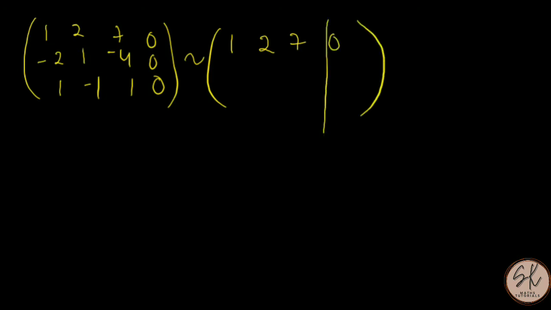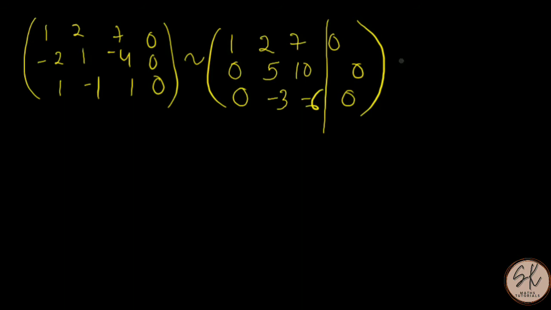Now r2 is equal to r2 plus twice of r1, so this is 0, 5, 10 and 0. And r3 is equal to r3 minus r1, so this will give us 0, minus 3, minus 6 and 0.